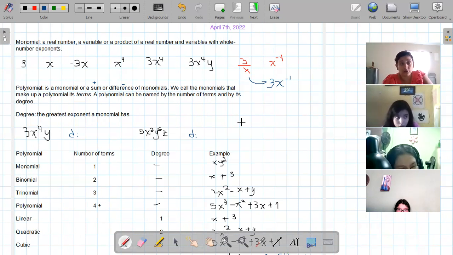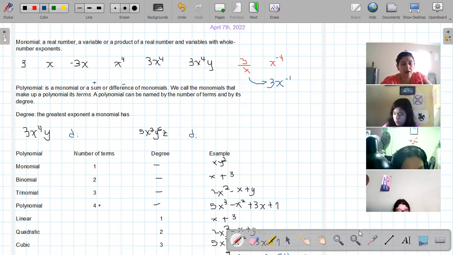We call the monomials that make up a polynomial its terms. A polynomial can be named by the number of terms and by its degree. But what is a degree? Well, a degree is the greatest exponent a monomial has. So we can call polynomial either by the amount of terms it has, by the amount of monomials that are added or subtracted, that will be one form, and the other form would be according to the greatest exponent that it has.